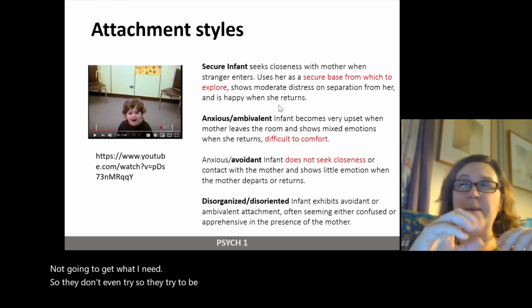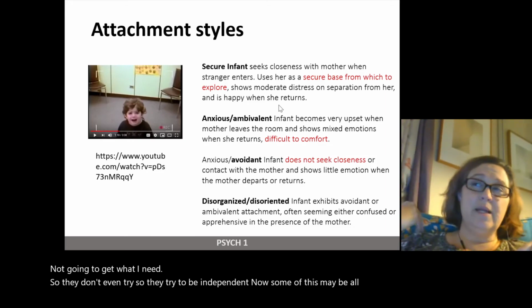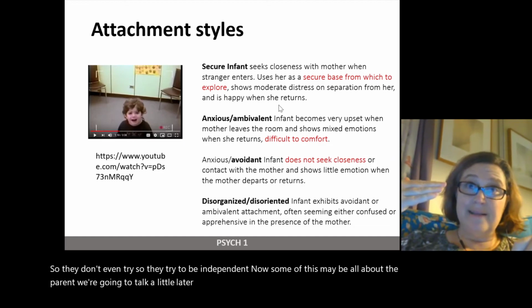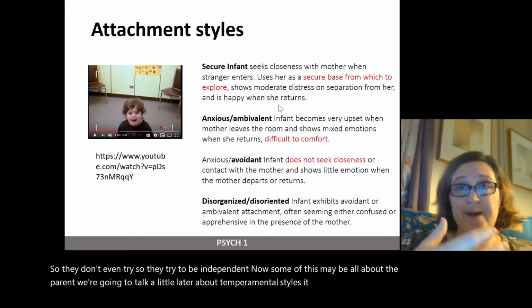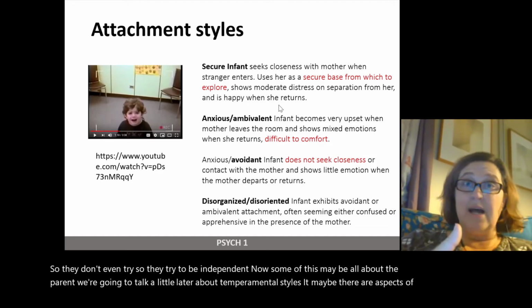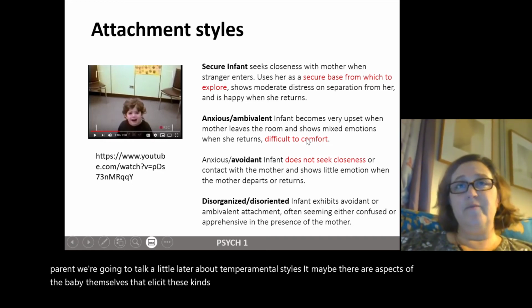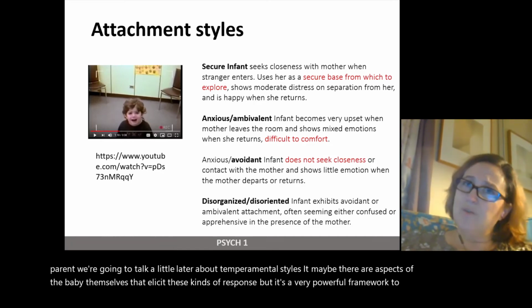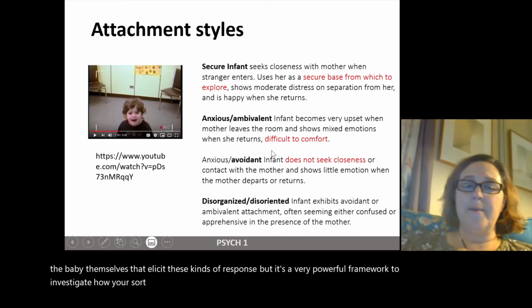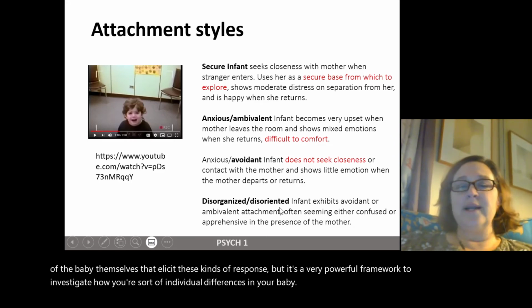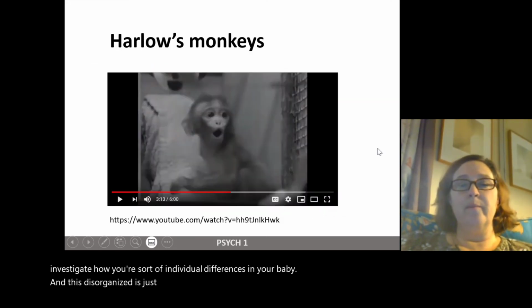Now, some of this may be all about the parent. We're going to talk a little later about temperamental styles. It may be that there are aspects of the baby themselves that elicit these kinds of responses, but it's a very powerful framework to investigate individual differences in your baby. And this disorganized is just that there's no form.